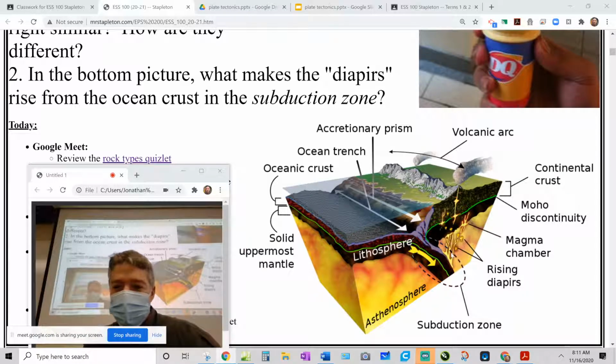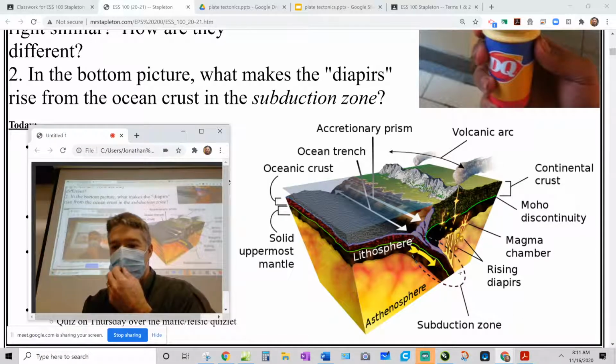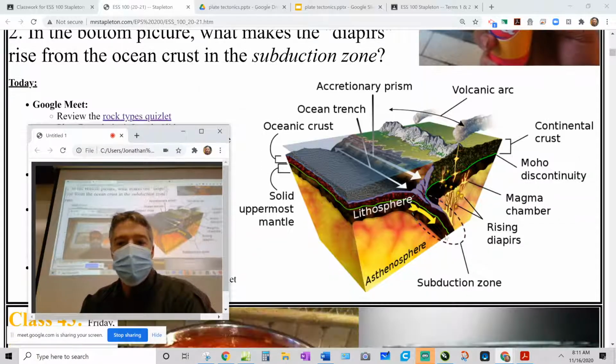That stuff that's rising, I would just call that molten plate. This plate right here is going down and it's melting. And when it melts, it's rising up. And it's just floating up to the top, and they're calling it diapers for whatever reason. My question is, what makes that stuff rise? So why does it rise?